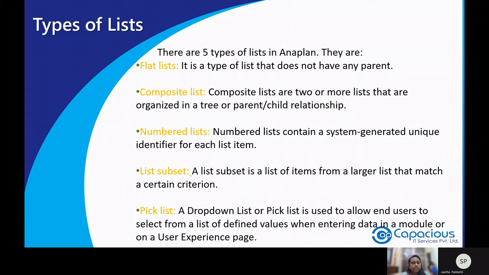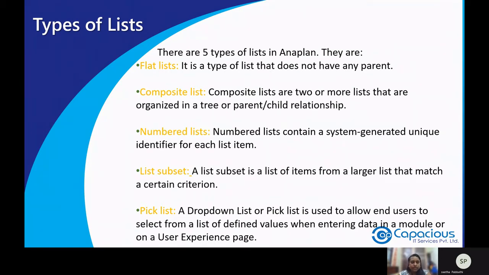Next is the numbered list. A numbered list is nothing but a system-generated, unique identifier for each item. So in this numbered list, it does not take duplicate entries, because it is in numbered format. It has to be represented in a unique way, so unique numbers will be assigned to the list.